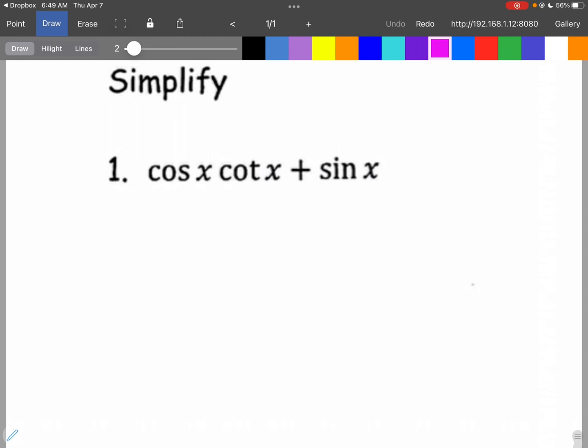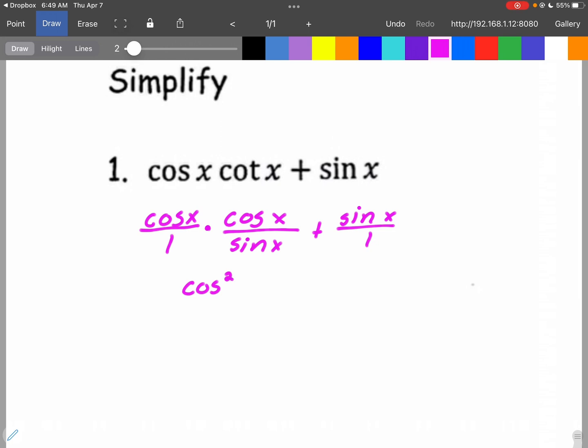So for this beginning term, cosine is already cosine, so we're going to leave that alone. I am going to go ahead and put it over 1 though. And then that is times cotangent, which we know is the same thing as cosine x over sine x, plus, and then sine is already sine, so we leave that alone as well, but we do put it over 1. Now I can see that I have two fractions because those first two fractions multiplied together would just give me cosine squared x over sine x. Then I have plus sine x over 1.